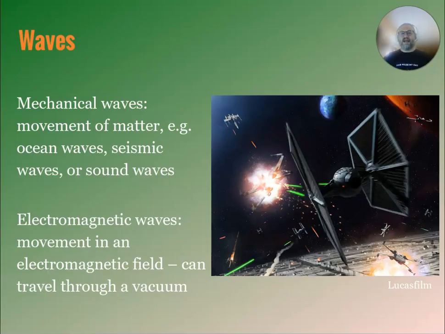Then we also have electromagnetic waves. These are waves that involve movement in the electromagnetic field. So the electromagnetic field sort of surrounds us all the time, and it can carry waves through a vacuum, through a space where there is no air or any other matter that could carry a mechanical wave. And I've put this picture of a space battle from Star Wars up here to illustrate the difference between mechanical and electromagnetic waves. So as these spaceships are having their battle in Star Wars, they're going to create a whole bunch of waves because lots of energy is being used, and it's going to be traveling around.